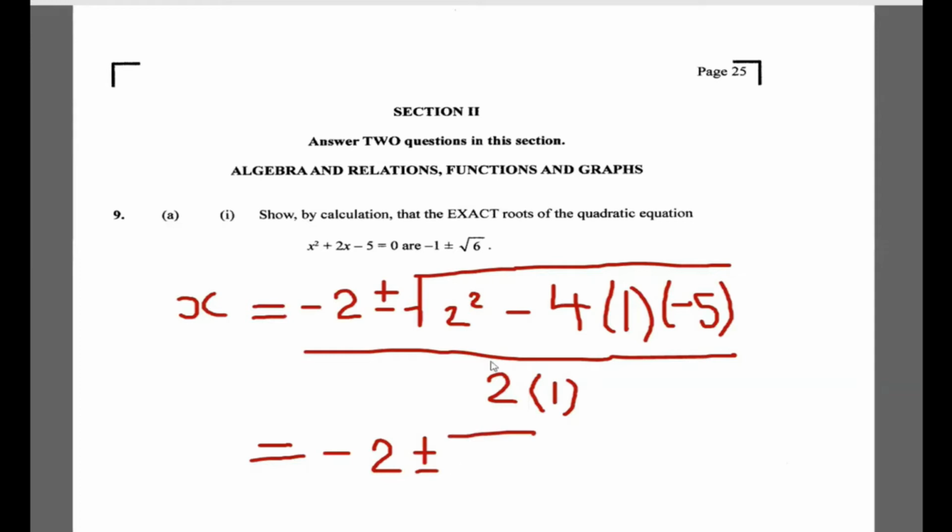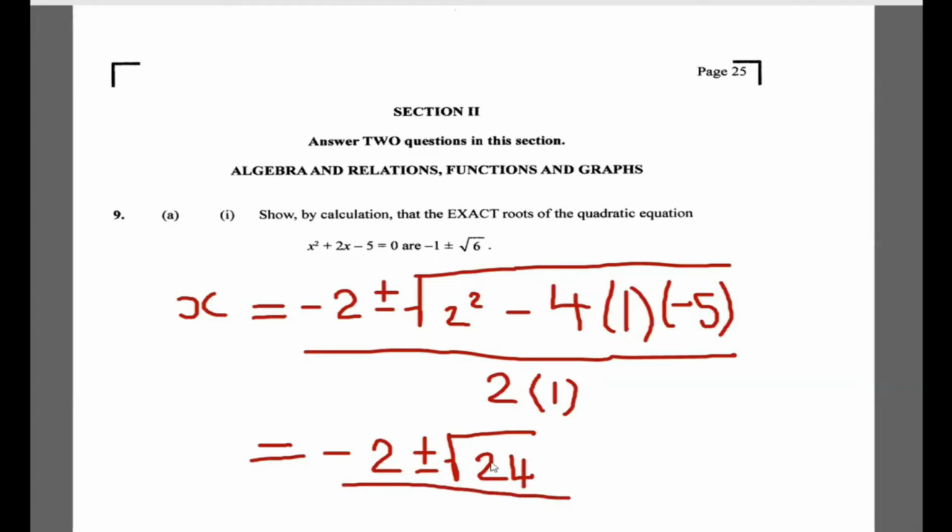That looks like 2 squared is 4. 4 minus 4 times 5, which is 20. So it becomes the square root of 24 over 2.